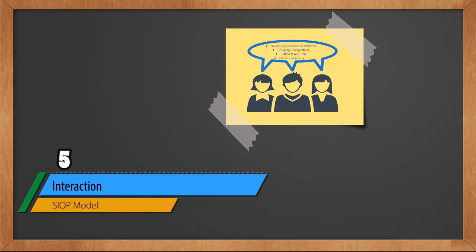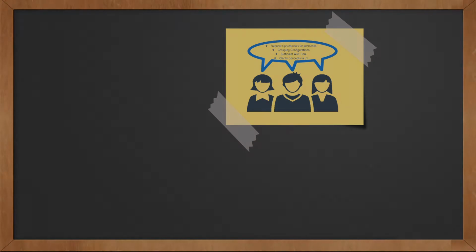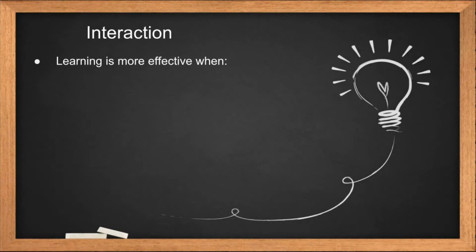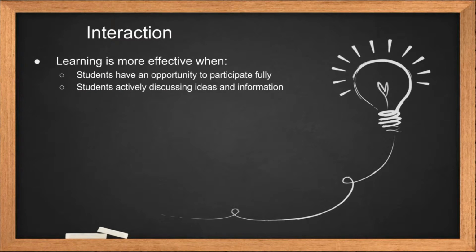English language learners benefit from opportunities to use English in multiple settings across content areas. Learning is certainly more effective when students have an opportunity to participate fully, actively discussing ideas and information. Instead of teachers talking and students listening, sheltered content classes should be conducted in a way that allows students to interact in their collaborative exploration of the content.